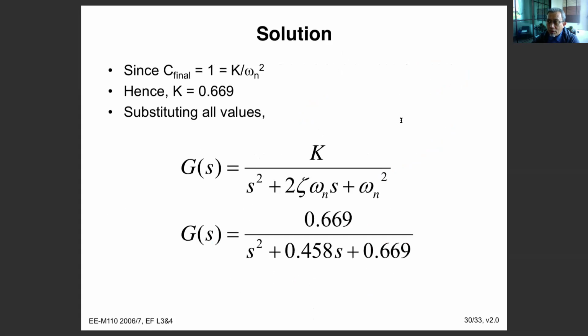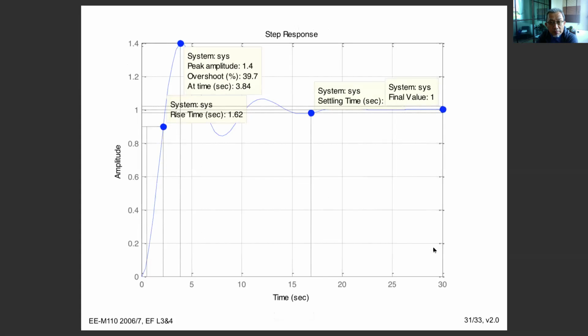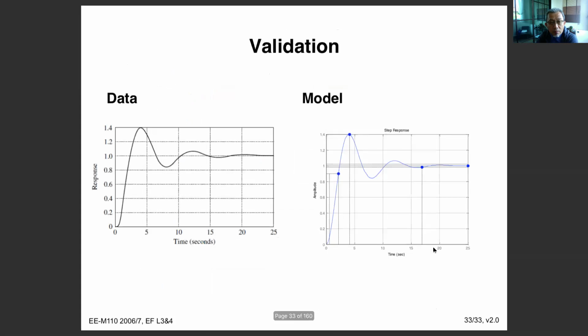So the final value is equal to K divided by omega n squared, which is the static gain. So K is equal to 0.669. So substitute all values, and you will get 0.669 divided by s squared plus 0.458 s plus 0.669. So that is the final transfer function, and we plot using MATLAB. We get the same answer as before and compare with the data, which is equivalent in terms of the shape and plotting.